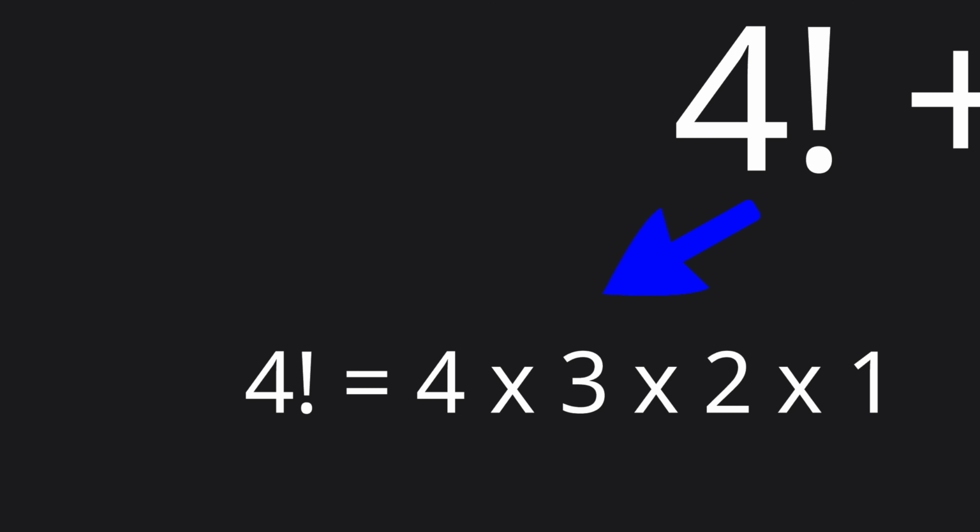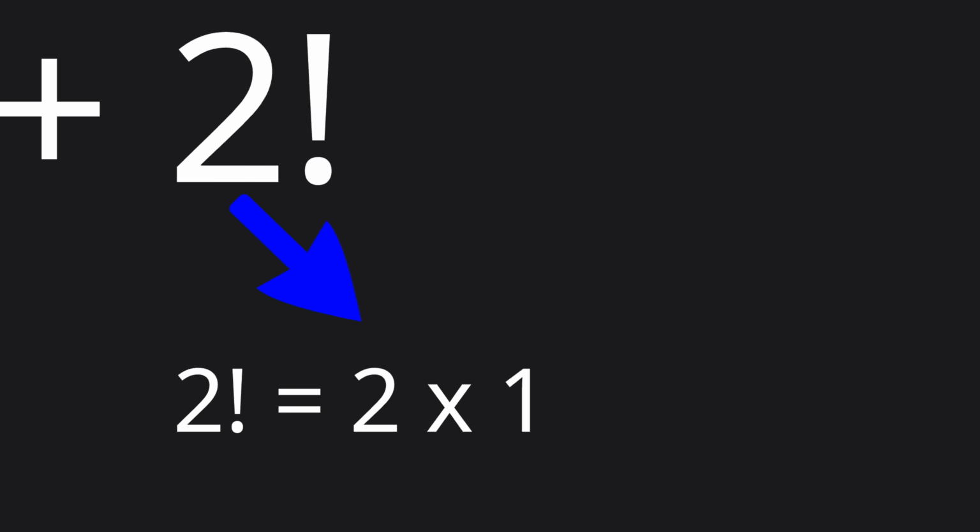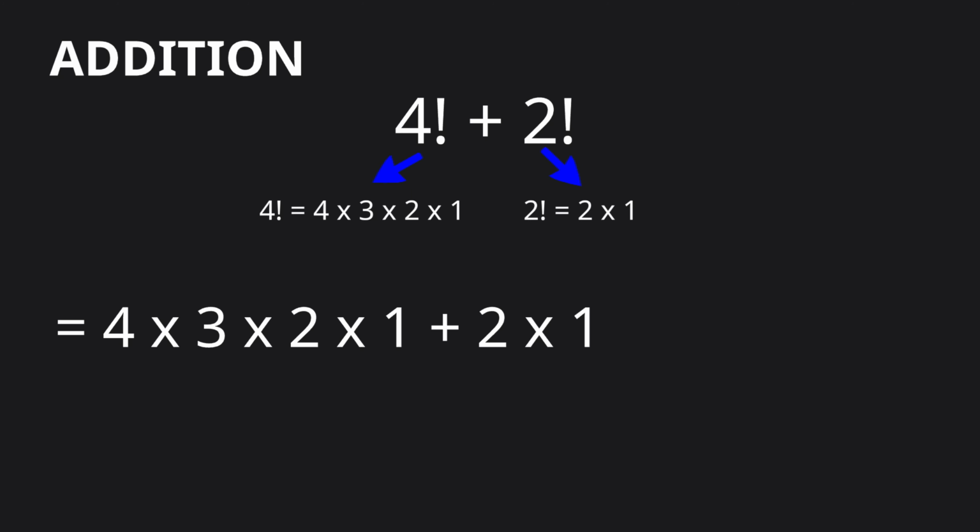Now that we understand what factorials are, let's look at how we calculate with them. Let's start with addition. 4 factorial plus 2 factorial. 4 factorial is equal to 4 times 3 times 2 times 1. And 2 factorial is the same thing as 2 times 1. So 4 factorial plus 2 factorial is the same as 4 times 3 times 2 times 1 plus 2 times 1. And since 4 times 3 times 2 times 1 is 24, and 2 times 1 is 2, that's equal to 24 plus 2. And our result is 26.